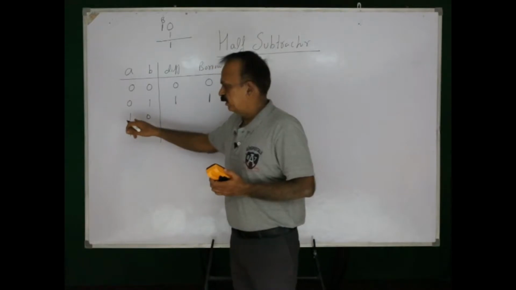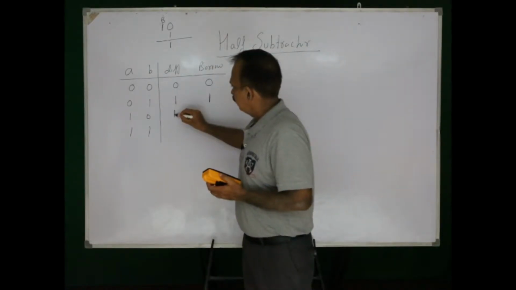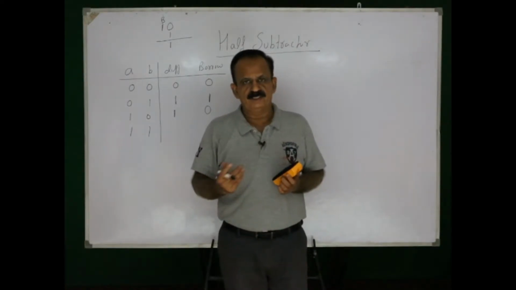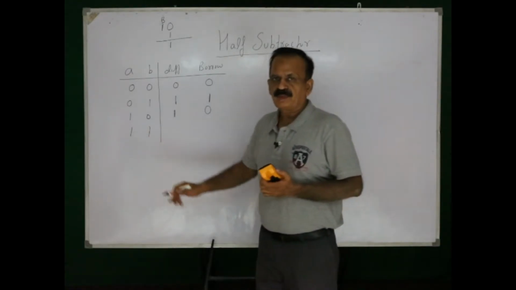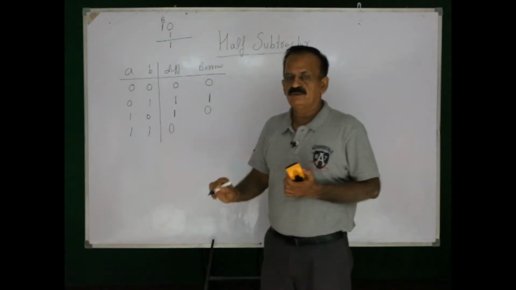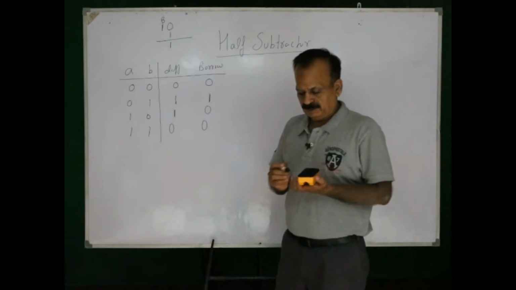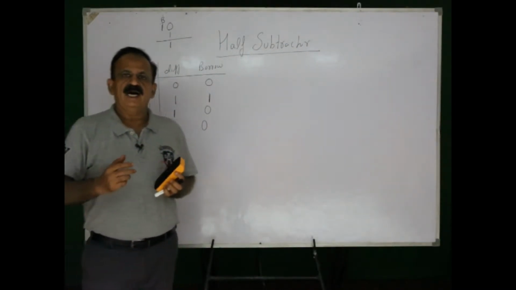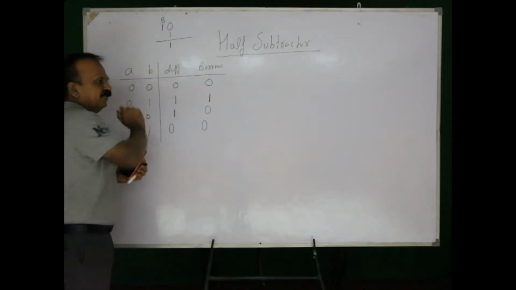Next is straightforward, 1 minus 0. The difference is 1, there is no borrow at all, so borrow is 0. The next one is 1 minus 1. Now, 1 minus 1, the difference is 0 and there is no borrow, that is why the borrow value will be equal to 0. Now, this is the truth table for half subtractor. This is for the operation A minus B.